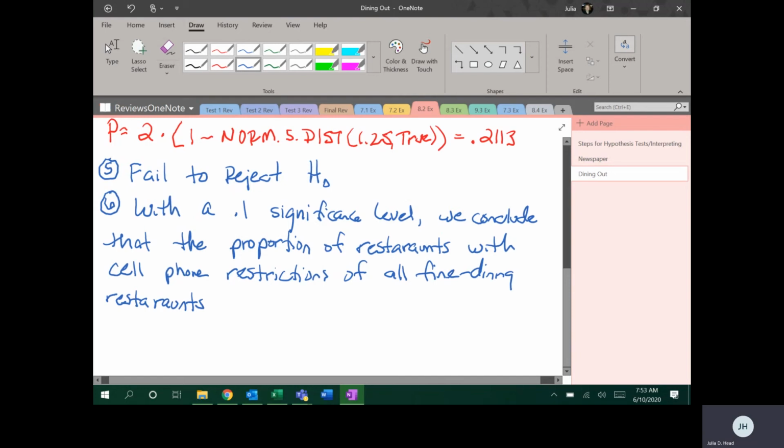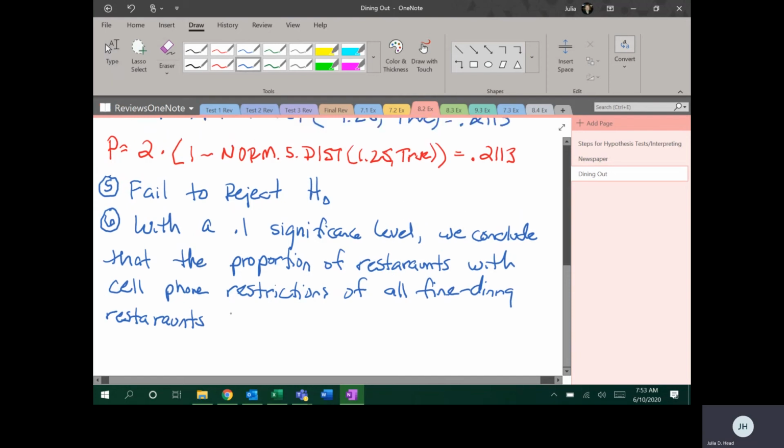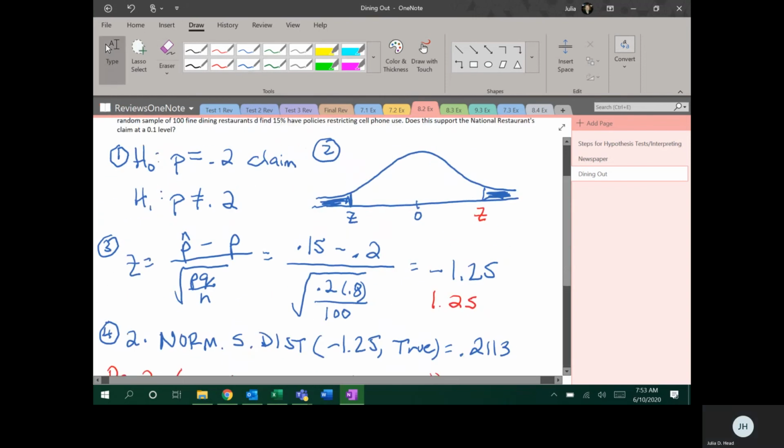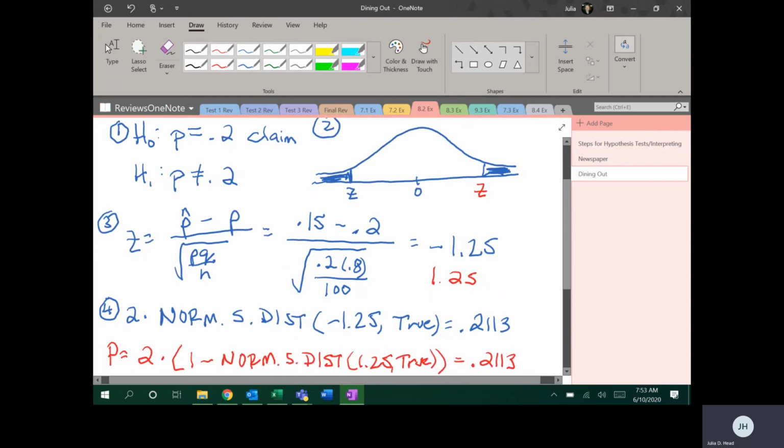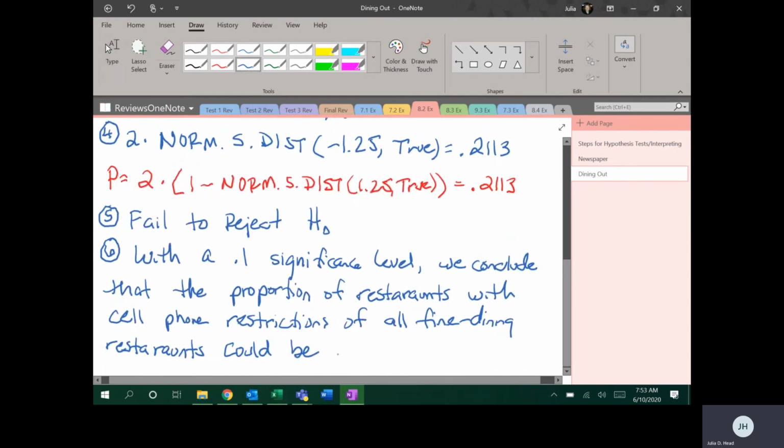And since we fail to reject, we should sound wishy-washy, so we should say could be. And the null, remember if we fail to reject, we're saying that the null could be true. So could be 0.2. We don't need to say at most or at least because it wasn't equal to. So just could be 0.2.